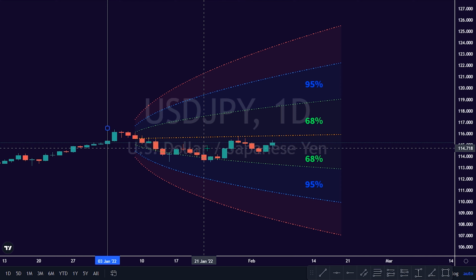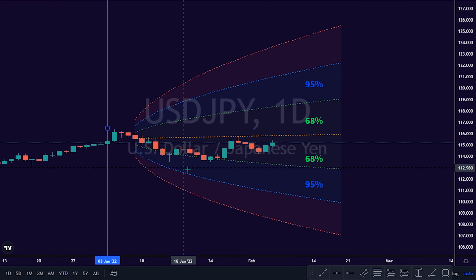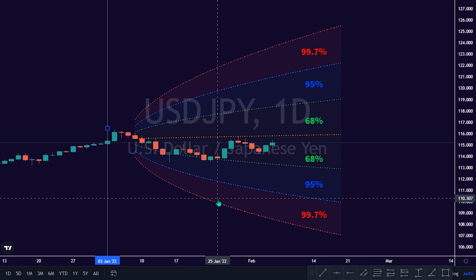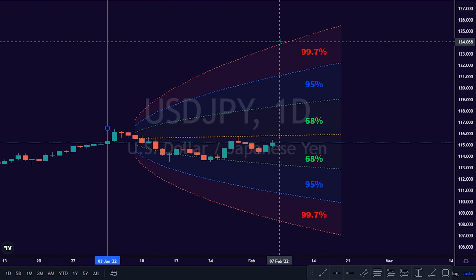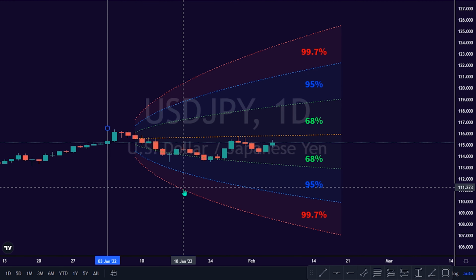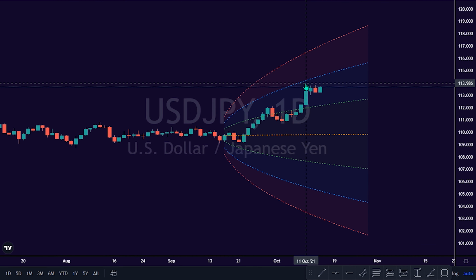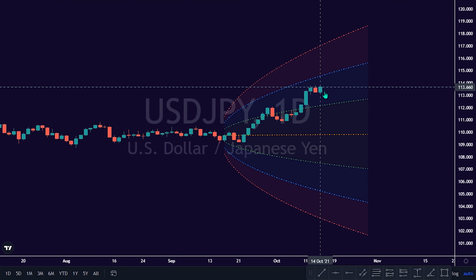About 95% of price stays within the second deviation cones. These are the upper and lower blue cones. About 99.7% of price stays within the third deviation cones. These are the upper and lower red cones. When price is between the first and second deviation cones, there is a higher probability for a reversal.